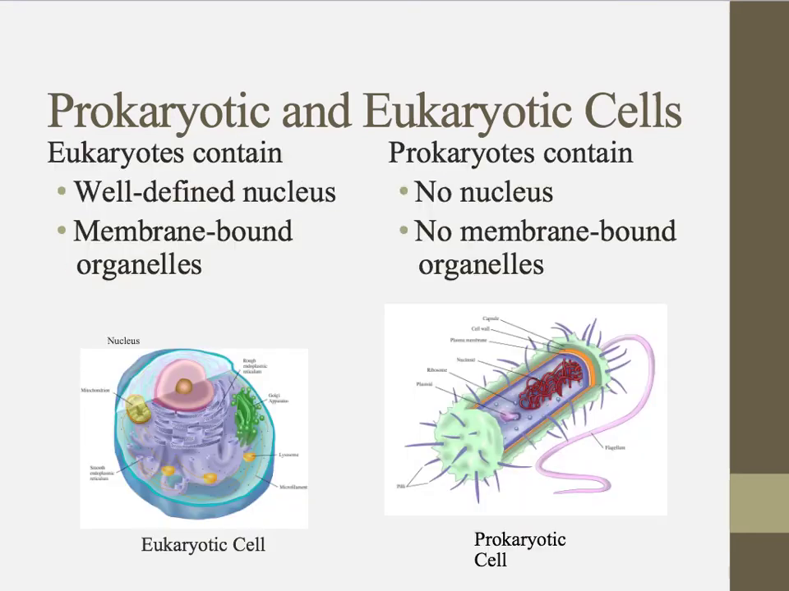Alright, the major difference between prokaryotic and eukaryotic cells is that eukaryotes contain a well-defined nucleus surrounded by a nuclear membrane, and prokaryotes do not. So remember, we would say eukaryotes have a nucleus and pro equals no. So that's how you tell them apart. Eukaryotes also contain membrane-bound organelles that have specialized functions. Prokaryotes do not have this.